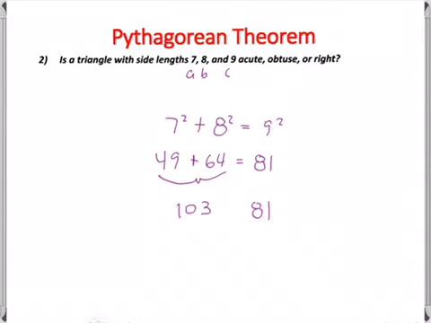C squared is still 81, but this time we know that 103 is larger than 81, so that means that a squared plus b squared is greater than c squared. So that means this triangle is acute.